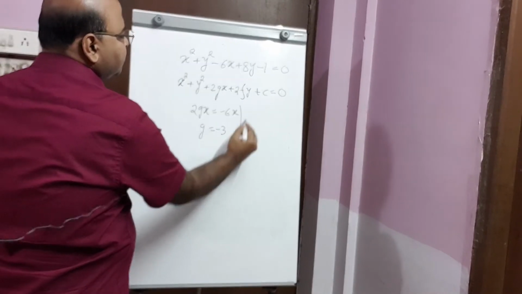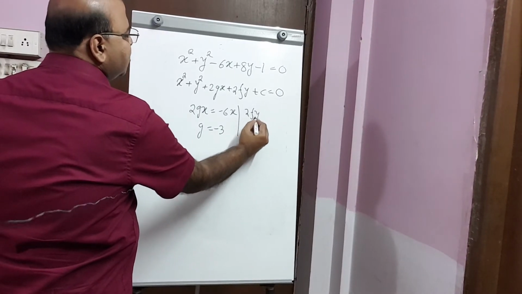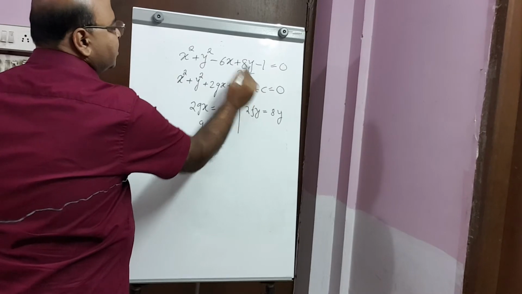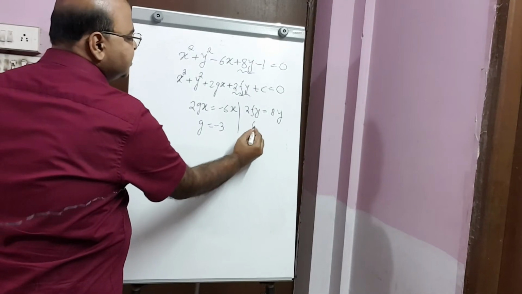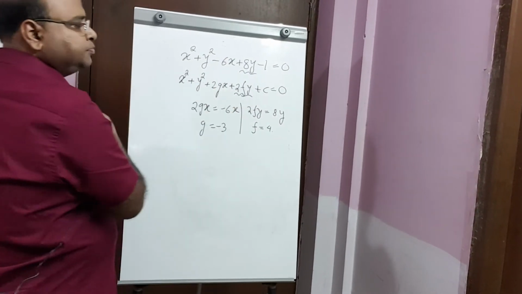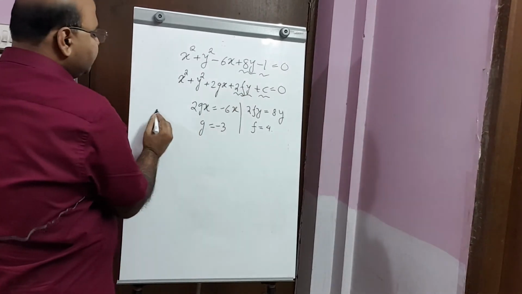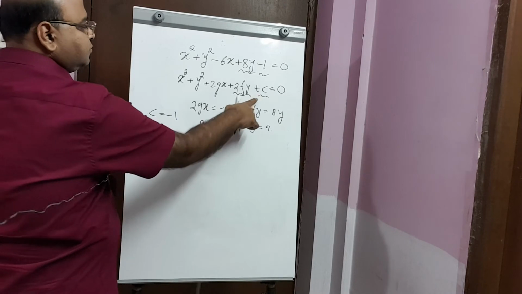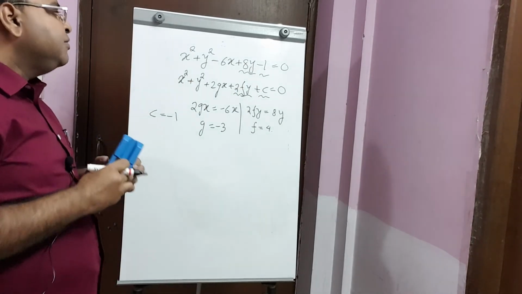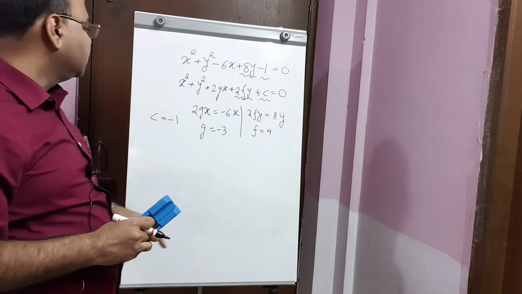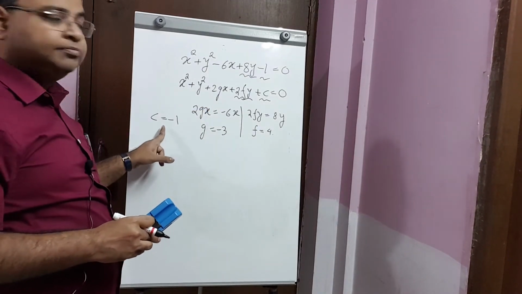And also comparing the y terms, we have 2fy is equal to 8y, which gives us f is equal to 4. And finally comparing the constant terms, c is equal to minus 1. Mind that we have to consider the sign also while comparing the terms. So these are g, f and c.